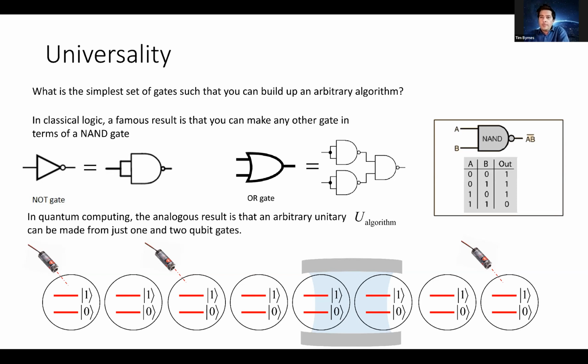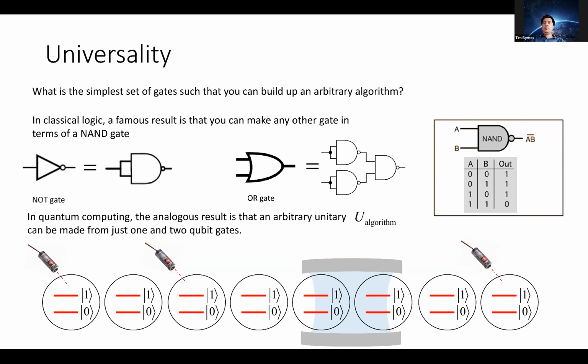Okay, so what about the quantum case? In classical computing, we know that the NAND gate can make an arbitrary algorithm eventually, and we want to do something similar in the quantum case. So what is the most basic gate that you actually need in quantum computing? If you could do all of quantum computing with just one gate, that would simplify things a lot for the person who needs to make the quantum computer, because he just has to focus all his attention on making that one quantum gate, and then that's it, right?